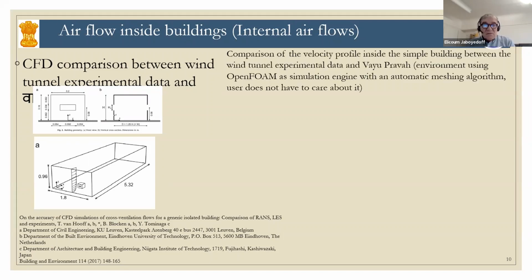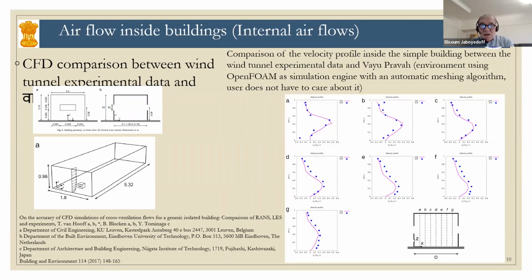And already quite a number of comparisons have been performed. And you can see here how the blue square dots are actually the measurements in a wind tunnel model, where the airflow is entering on the left and going out on the right, and you have the different slices where the measurement of the velocity has been taken. And in rows, you can see the calculation with Vayu Pravah of the same velocity profile. And you can see that there is quite good agreement.